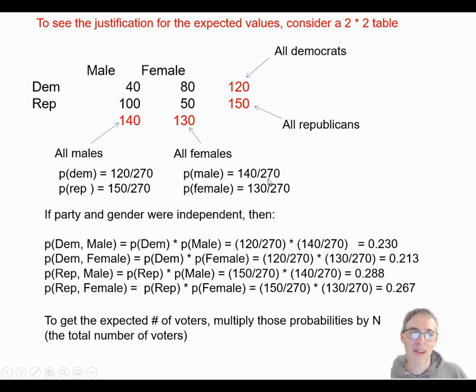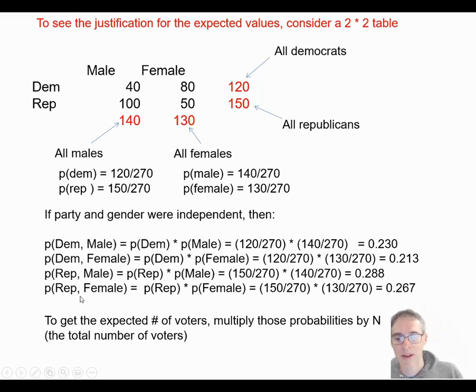The expected values of the counts here under the null hypothesis are just the joint probabilities assuming independence between these categories. So if there's no relationship between party registration and gender, then the probability of being a Democrat and a male is simply the joint probability: the probability of being a Democrat, which is 120 over 270, times the probability of being male, 140 over 270. That joint probability is 0.230. And if I want the expected value, I just multiply that 0.230 times the total sample size of 270. And likewise for all these other values, right?